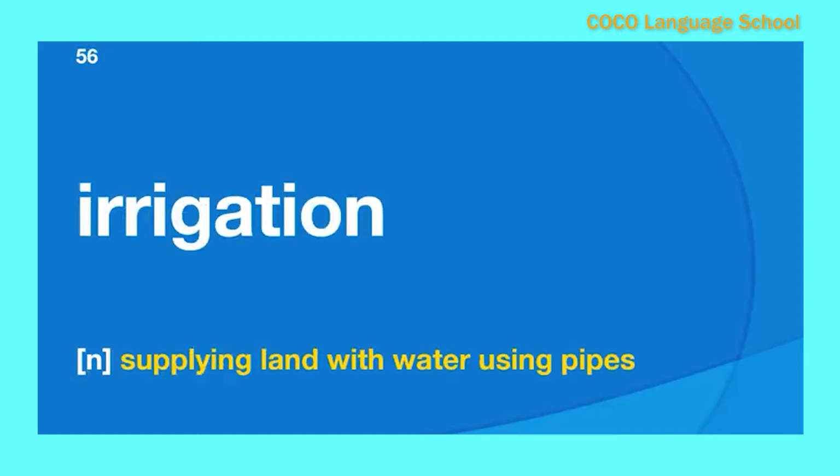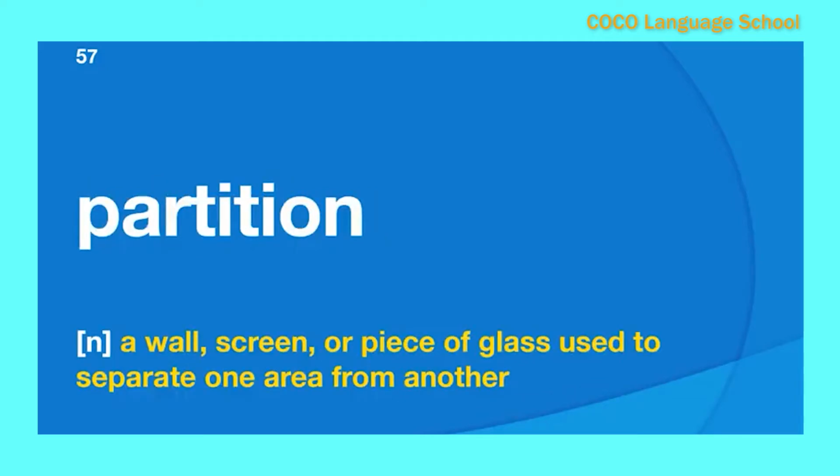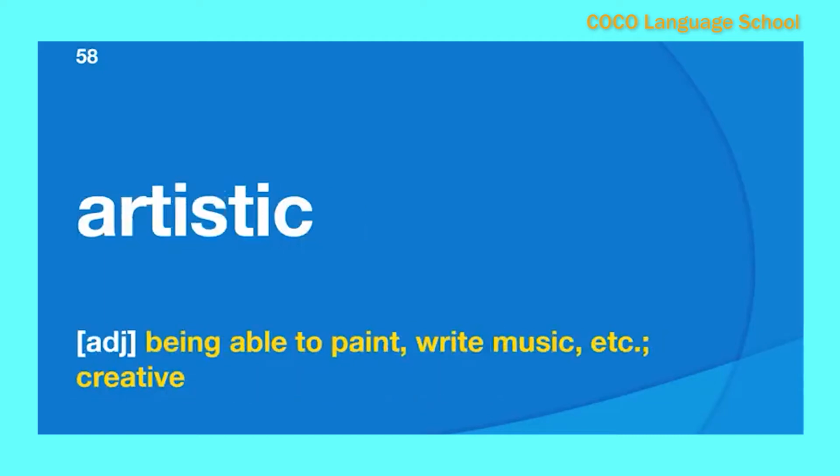Supplying land with water using pipes. Irrigation. A wall, screen, or piece of glass used to separate one area from another. Partition. Being able to paint, write music, etc. Creative. Artistic.